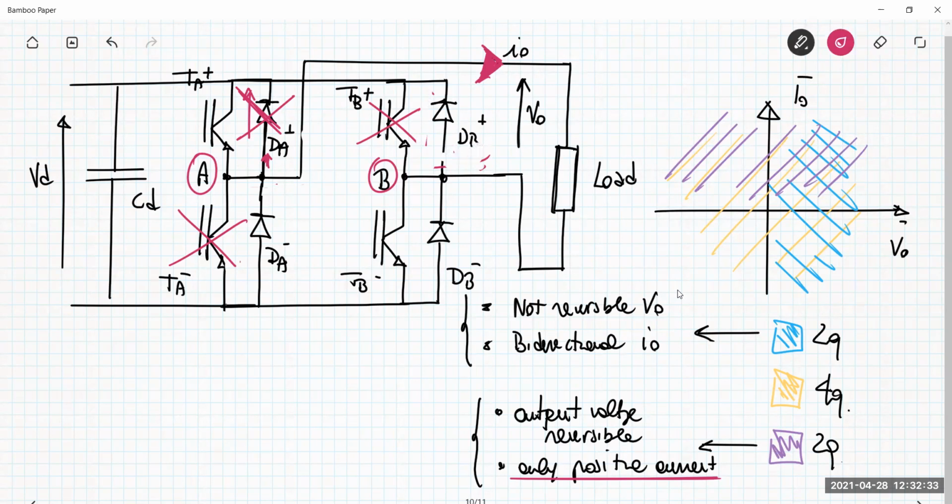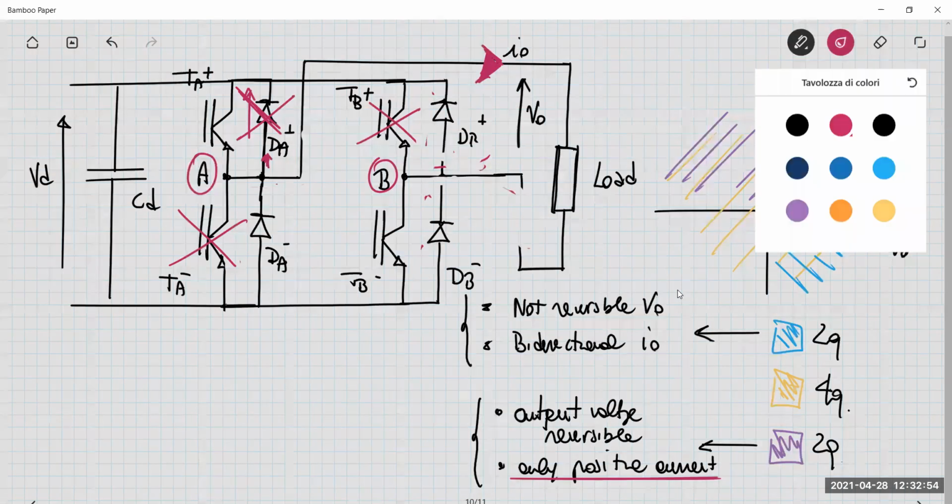What about TB minus? TB minus is a current flowing here, so it means that you have a current flowing in this way, and this is a positive current. So this is okay, I have to consider it in my circuit. What about dB minus?